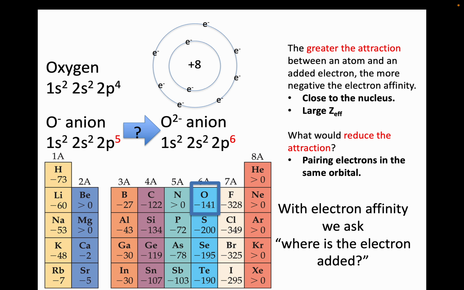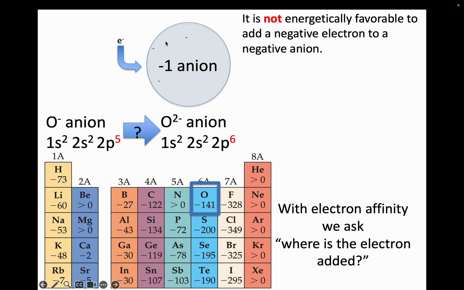What about the energetics to make it oxygen 2 minus, to make it 2p6? First thought would be, okay, I have room to put it there. However, something else is going on. To make it oxygen 2 minus, I'm trying to add a negative charge from the electron to a negative charge for the anion. It is not energetically favorable to add a negative charge to a negative charge. It's never going to be energetically favorable to add a negative electron to a negative anion.